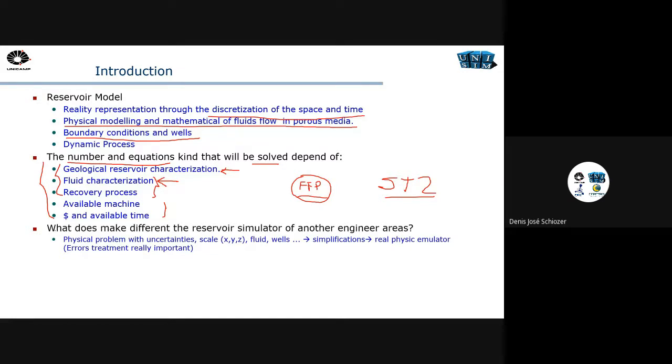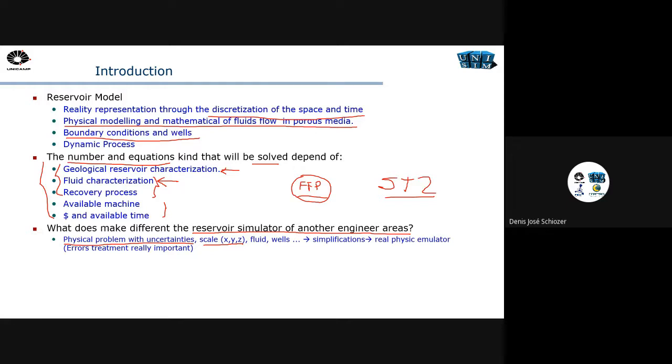And what makes our models different from other engineering areas? As I told you in the last slide, the physical problem with uncertainty that we have, and the scale that we have. We are trying to emulate a physical process that occurs in the porous media, but we are using blocks of 100 meters. So that makes it very, very different from other engineering areas.